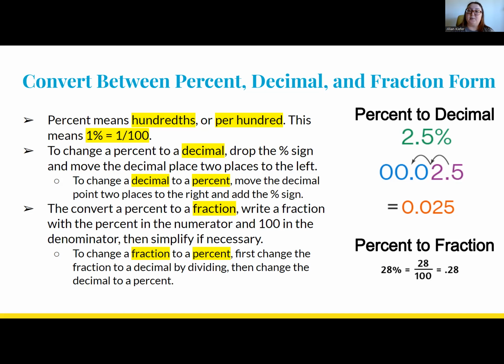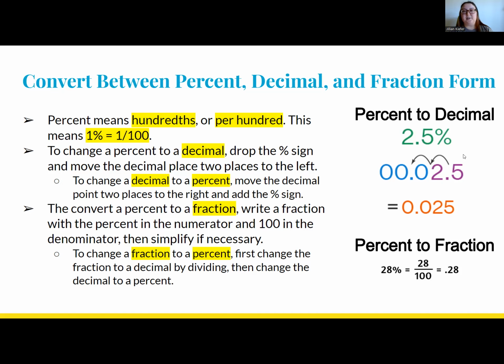To change a percent to a decimal, we just need to drop the percent sign, and then we move the decimal place 2 places to the left to turn it into a decimal. So if we look over here on the side, we say percent to decimal, we have 2.5%. That's what we want to convert into decimal.